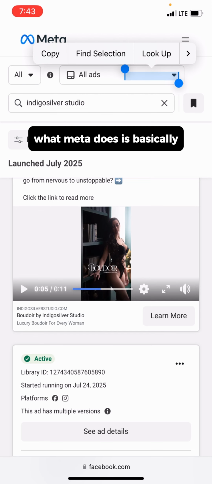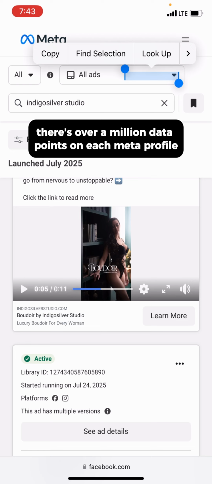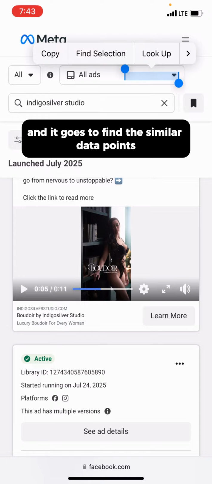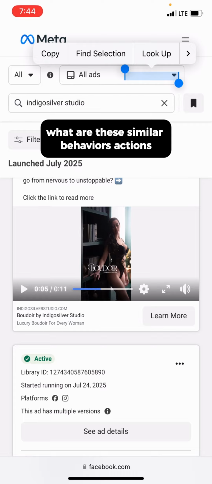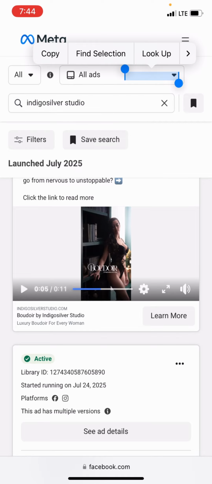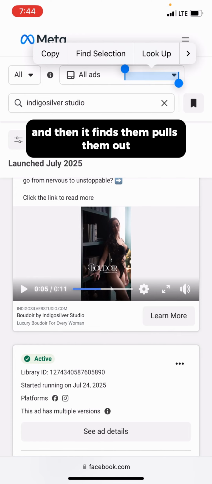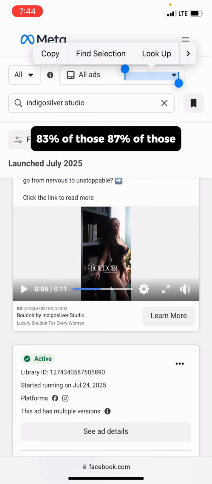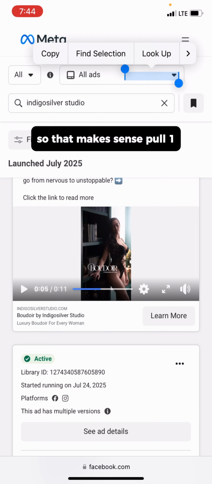what Meta does is it basically takes all the data points on all the Meta profiles that have converted. And there's over 1 million data points on each Meta profile. And it goes to find the similar data points between everyone who's converted. What are the similar behaviors, actions, trends, whatever. What's in common between all these? And then it finds them, pulls them out, and it goes to look for profiles that have 98% of those, 83% of those, 87% of those for the next women that see the ad. So that makes sense, pool 1.